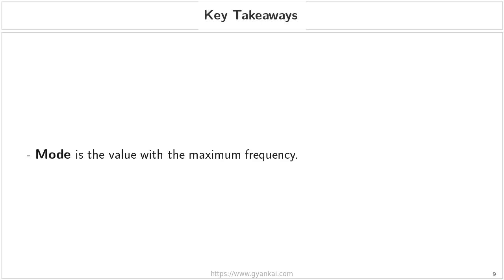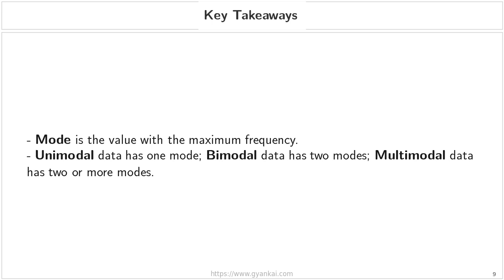First and foremost, always remember that the mode is not the frequency itself, but rather the specific value or observation that carries the maximum frequency in your data set. Next, let's review our terminology for different types of distributions. If a data set has exactly one mode, we call it unimodal. If there are exactly 2 modes, it is bimodal. And if you encounter 2 or more values sharing that same highest frequency, we use the general term multimodal.